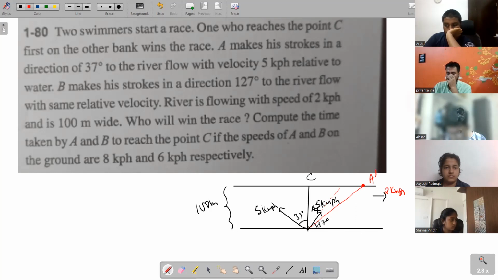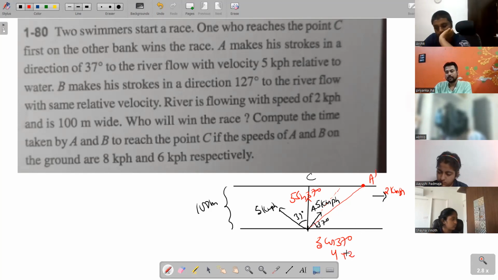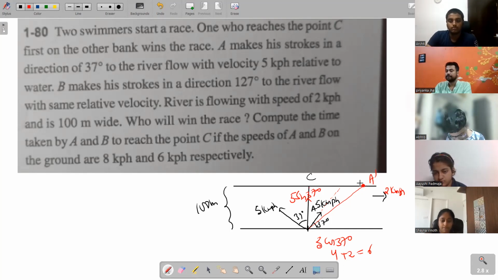The relative velocity of the man with respect to the river is 5 cos 37 in the horizontal direction and 5 sin 37 in the upward direction. So cos 37 is how much? 4 by 5, so that is 4. And plus the velocity of river is 2. So 6 km per hour. Now A will come over here, and from here A will reach C. That is why the velocity of A on the ground is given.